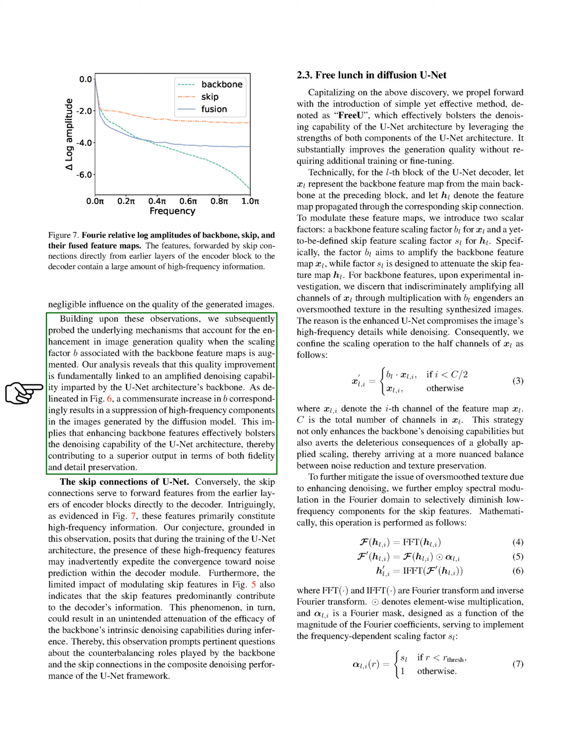This means that enhancing the main network features effectively strengthens the denoising capability of the UNet architecture, leading to better output in terms of both fidelity and detail preservation.